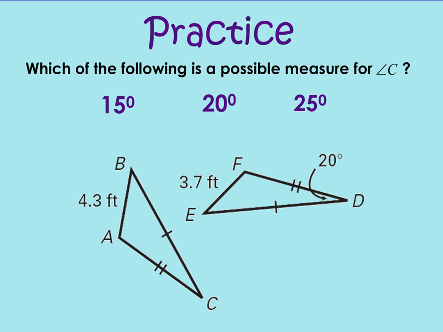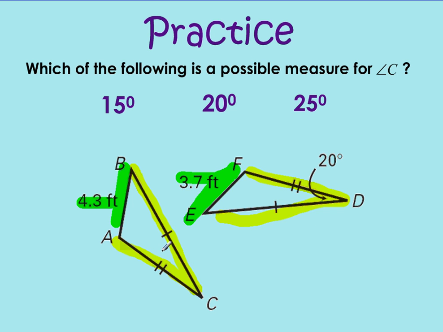Our next practice problem uses the converse. In this one, once again, we're given some information. We are given two pairs of congruent sides, and some information regarding a third side. We can see that the third side of DEF is 3.7 and the third side of ABC is 4.3, and we're going to use this information when we answer the question. It says, which of the following is a possible measure for angle C?